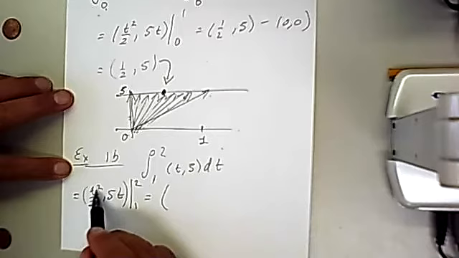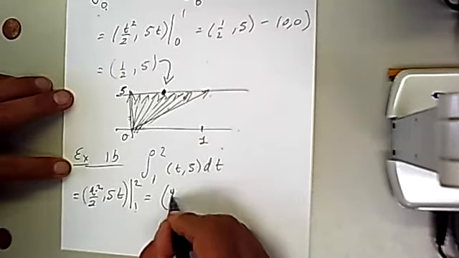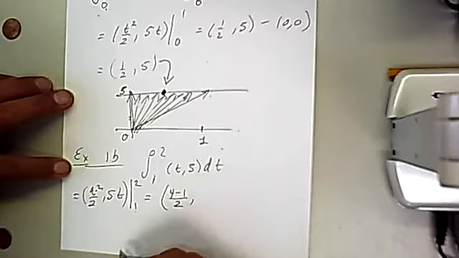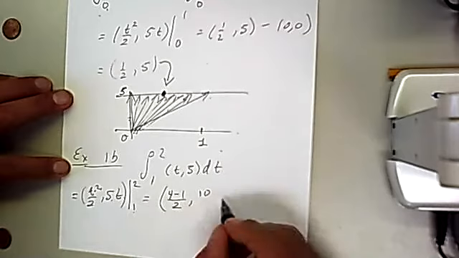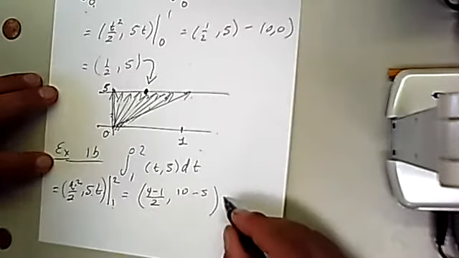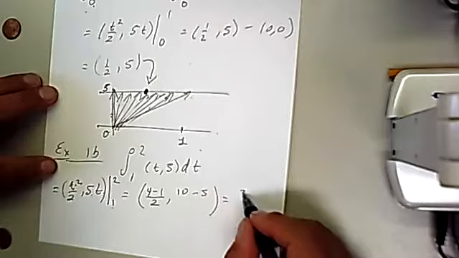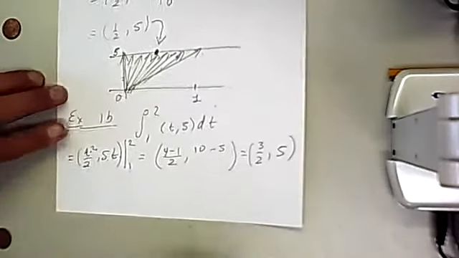So at 2, we're going to end up with 4. At 1, we're going to end up with 1. So we get 4 minus 1 over 2, comma. At 2, we get 10. At 1, we get 5. We subtract, and we don't divide by anything. So we end up with 3/2, comma, 5. And you know what is interesting?